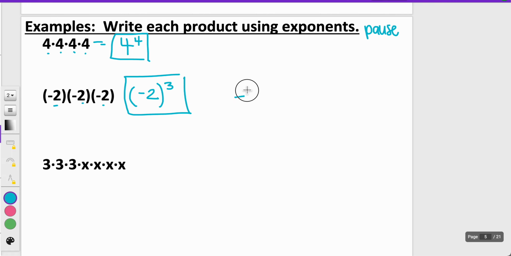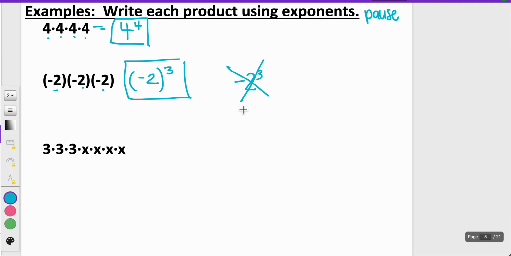That is very important. It is not the same thing as this. So if you would write that down, we would count that incorrect. We'll talk about that later on about what that means. And then the last one, I see 3 3s. So that's 3 to the 3rd, and then 1, 2, 3, 4 x's. So x to the 4th. This one we would just have 2 separate bases.